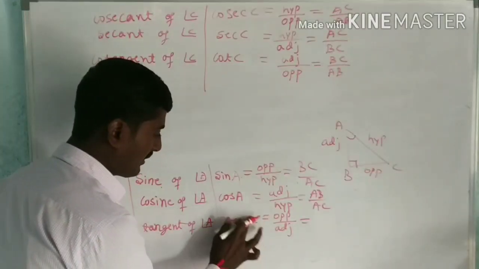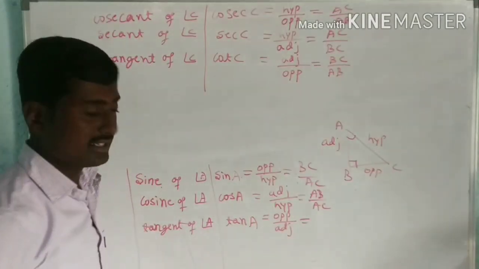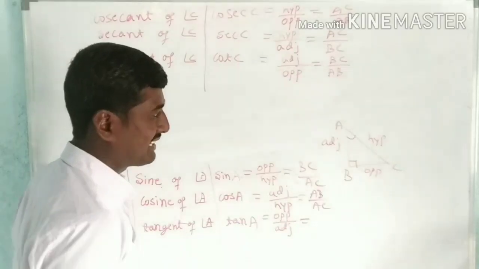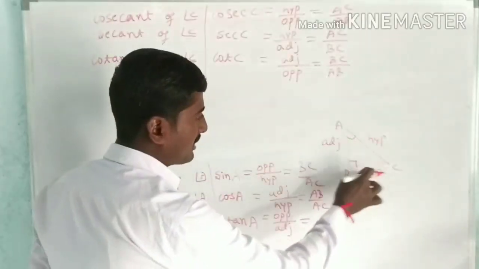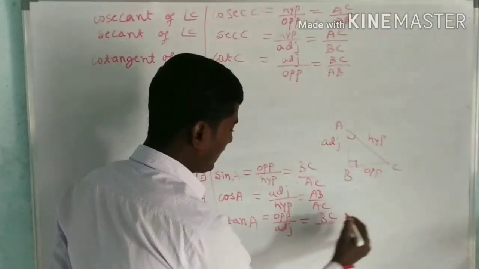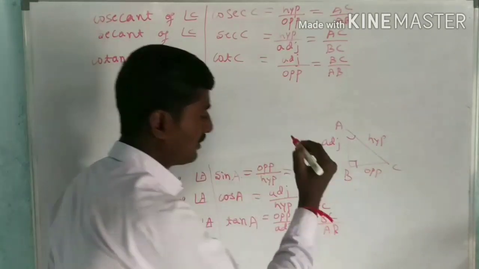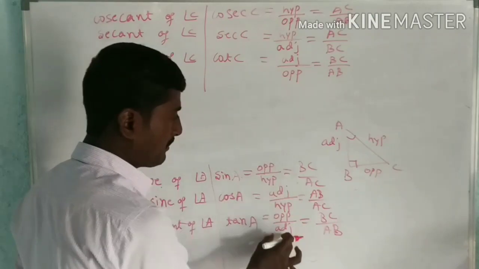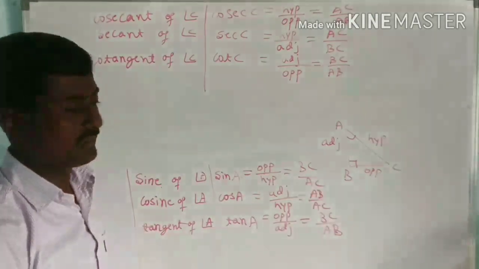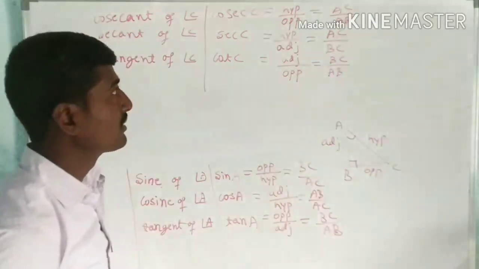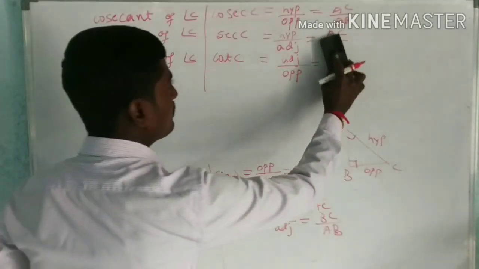Now tan of angle A, that is tan A, is equal to opposite by adjacent. Opposite here is BC, divided by adjacent, which here is AB. So these are same, but only the sides are different because you are changing the angle.